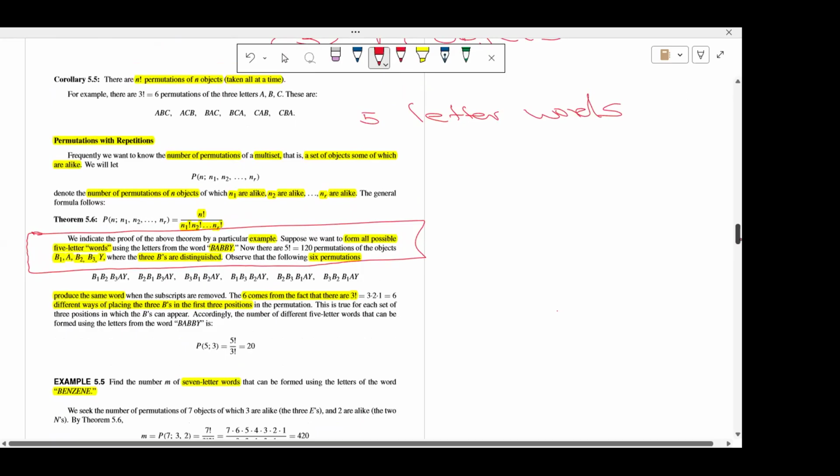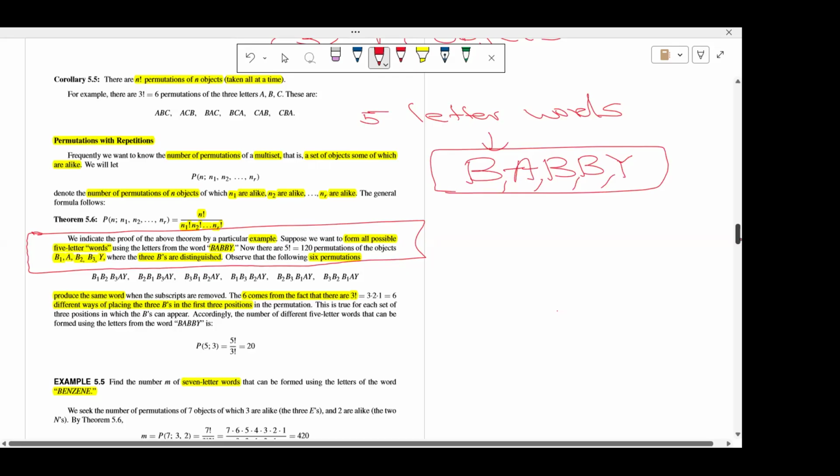So using the letters, they want to generate 5 letter words by using the letters from the word baby, B-A-B-B-Y, right? So here they are giving one word. By utilizing the letters of this word, you need to create 5 letter words, right?